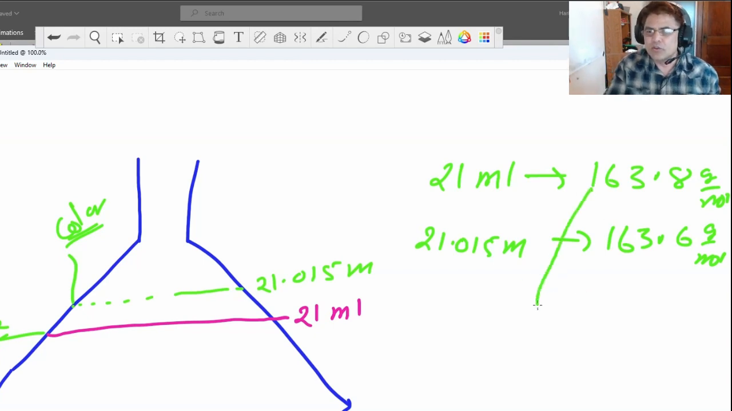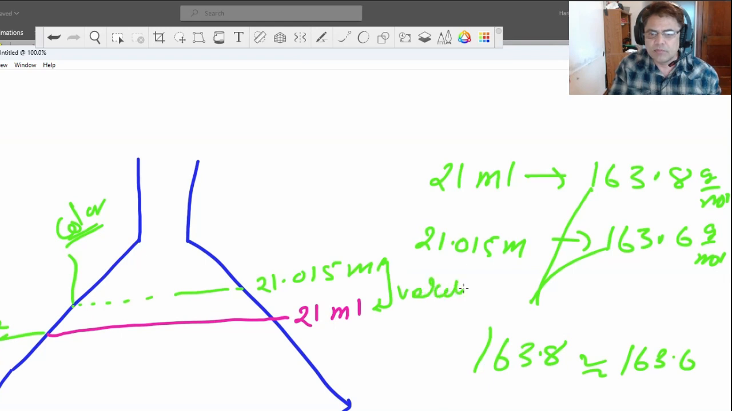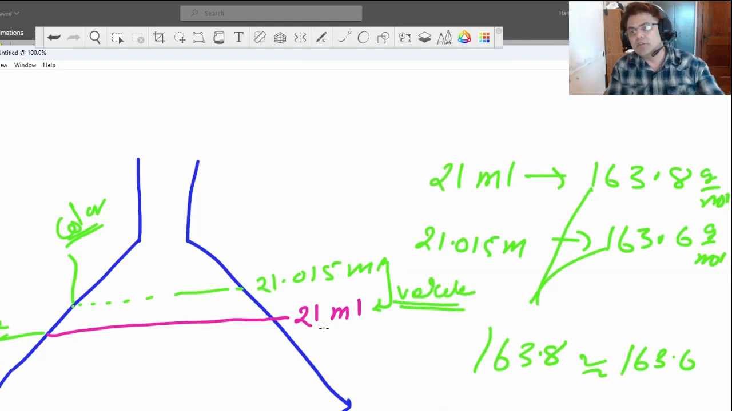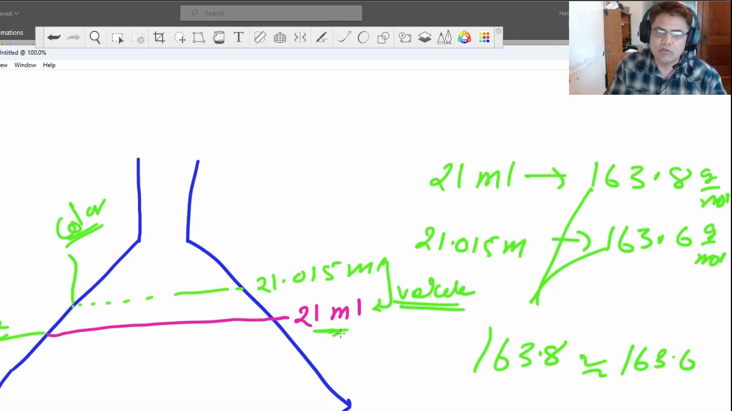It means that you can write both as the same, 163.8 and similarly 163.6. That's why you will assume these two points are very close, and you will use this if it is theoretical. But instead of using the theoretical one, use the experimental. It shows the color, it doesn't show the color. This is the theoretical equivalence, right? 100% neutralization, and that point is said to be the equivalence point.